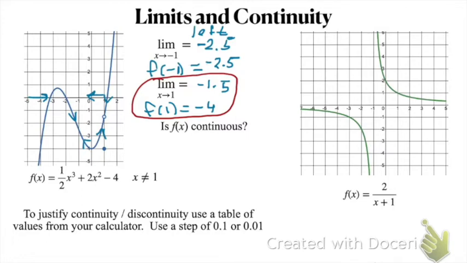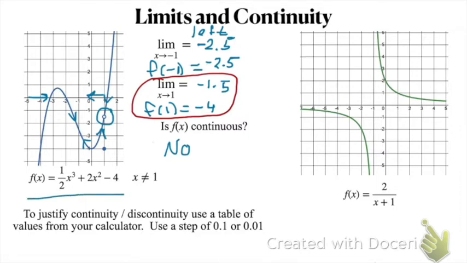So is the entire function continuous on the left one? No, it is not, because we have a discontinuity right here. We have a hole. So it's not continuous. Now what it says here on the bottom, it says to justify continuity or discontinuity, we want to use a table of values from your calculator. So we want to use a step of 0.1 or 0.01. So what you're going to do is plug this function right here into your calculator.